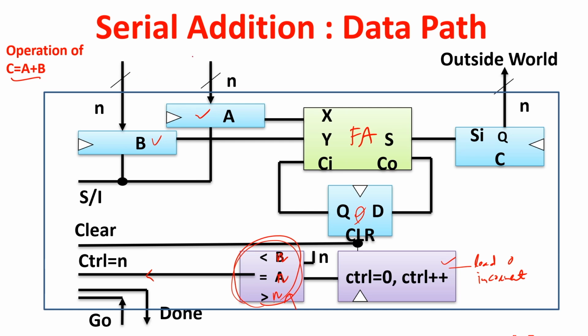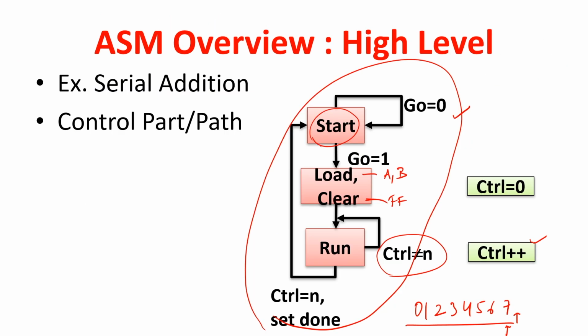So, there are two inputs, A and B. They are stored into registers and the computation is done, and then once the computation is done, we get the output to the outside world. This one is the serial addition data path. C is equal to A plus B it does, and it does it serially, and for n bits it takes n cycles. And its control path was this one. So this one is the control path for the serial addition.